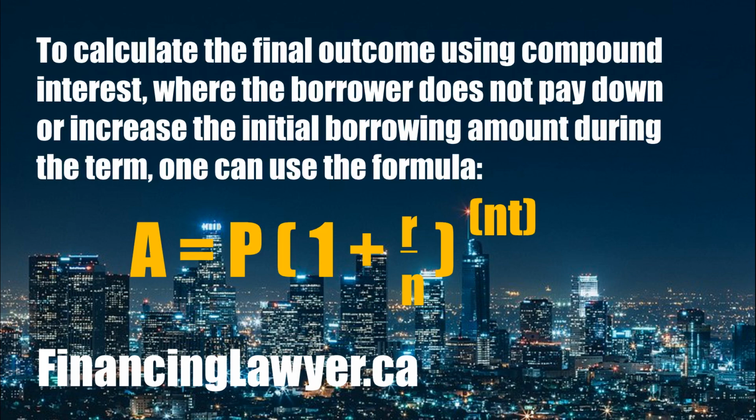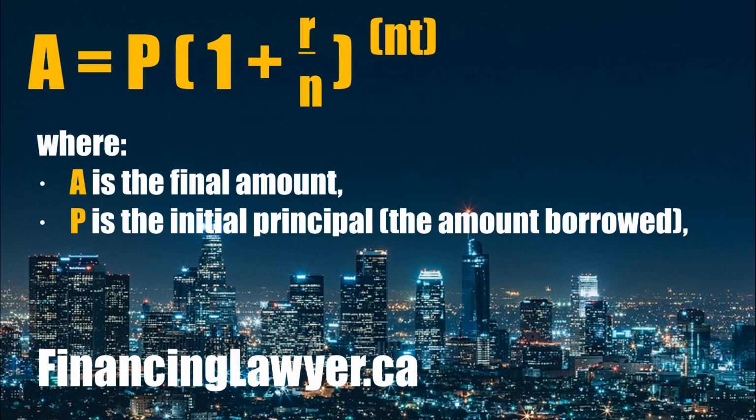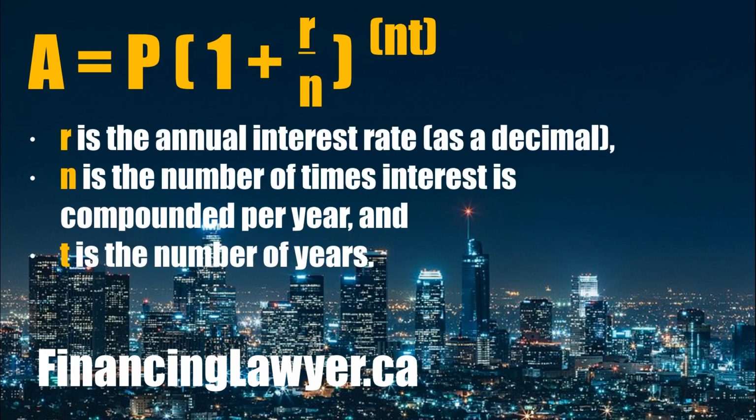To calculate the final outcome using compound interest, where the borrower does not pay down or increase the initial borrowing amount during the term, one can use the formula A = P(1 + R/N)^(N×T), where A is the final amount, P is the initial principal, the amount borrowed, R is the annual interest rate as a decimal, N is the number of times interest is compounded per year, and T is the number of years.